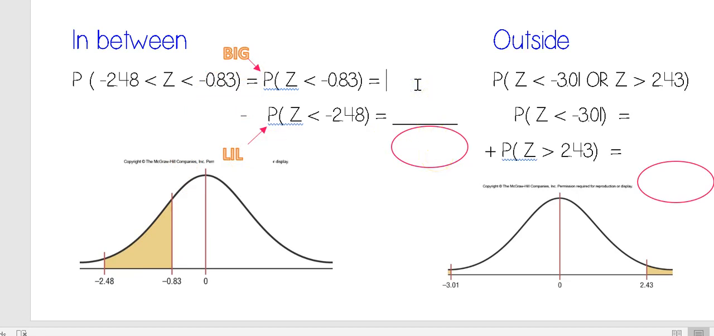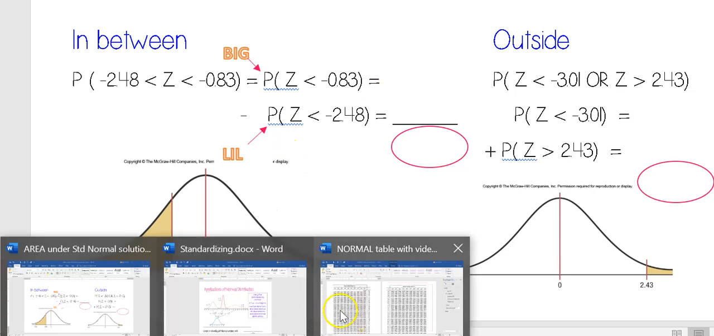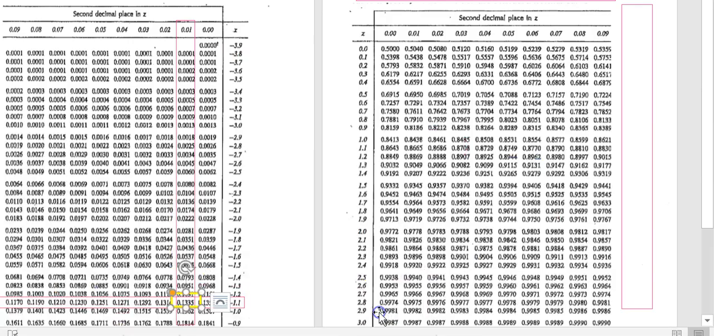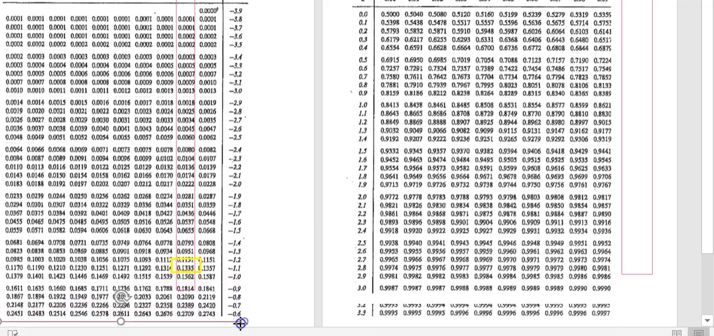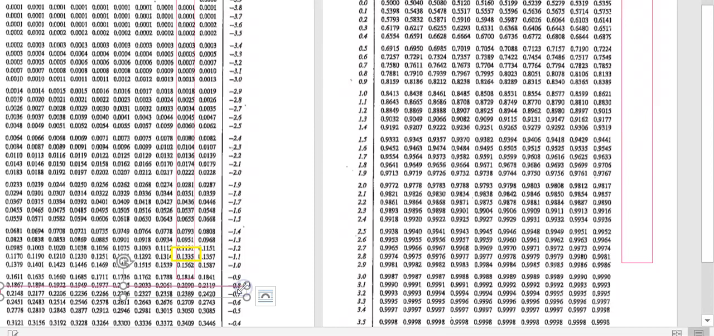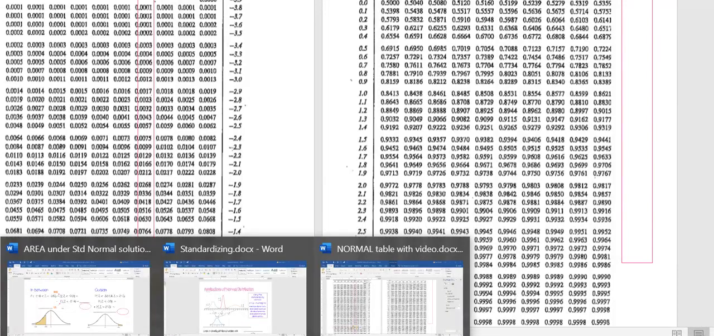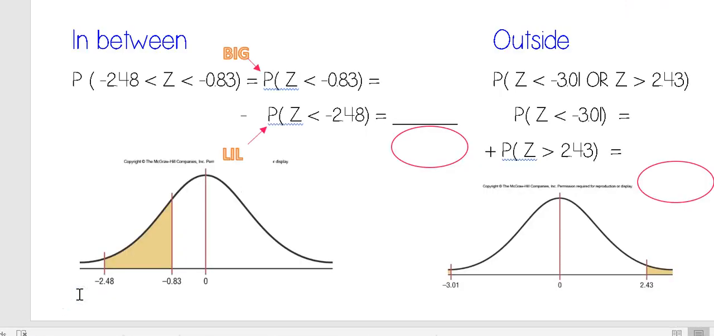So the bigger area is going to be the area to the left of the larger of the two z-scores. So consulting my table for to the left of negative 0.83, I'm going to have to move my row to negative 0.8 and over to column 0.03. And now my intersection is going to occur at 0.2033. So the area under the curve to the left of the bigger one is 0.2033.